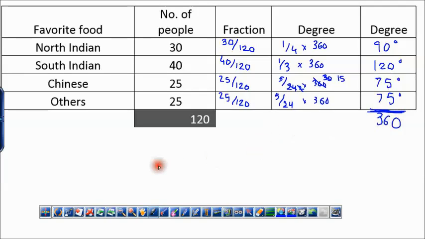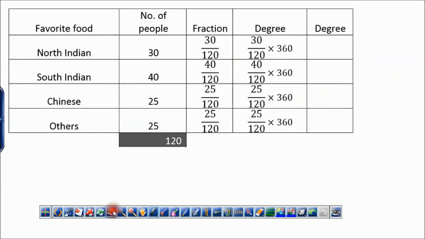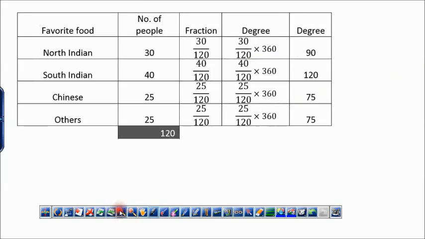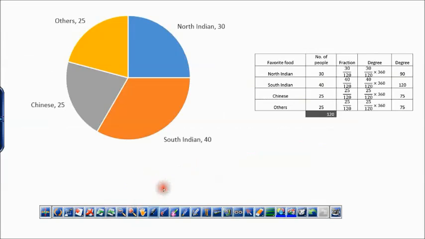Draw the pie chart yourself and compare your table with this table. It should be same and the pie chart should look like this. Labeling should be proper. North Indian 90, South Indian 120, others and Chinese 75, 75.